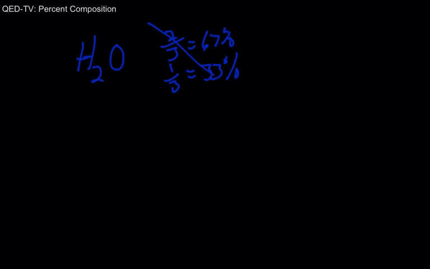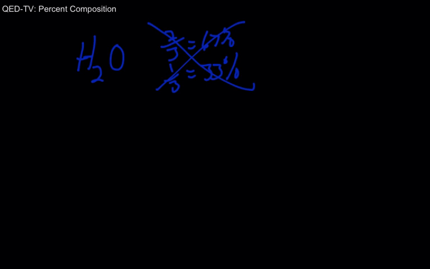But that is not what we're talking about with percent composition. That'd be percent abundance, what percent of a compound are certain atoms. But these atoms have different masses. So when I'm talking about percent composition, I'm talking about what percent of water is the mass of something. So I want to know what percent of water by mass is hydrogen, and what percent of water by mass is oxygen.